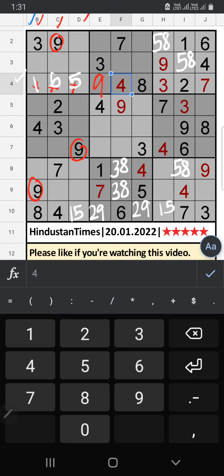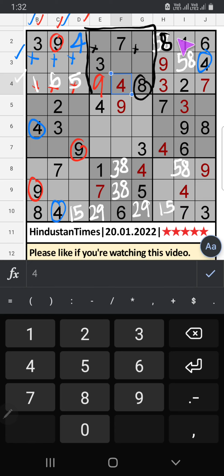Column B and column C, we have 4. So 4 can't come in these cells. Third row also we have 4. So 4 can't come in this cell. Then 4 is confirmed here. In this grid, we have 8. So 8 can't come in these cells. Then 8 is confirmed here. Then 5 is confirmed here. Then here 8 is confirmed here.